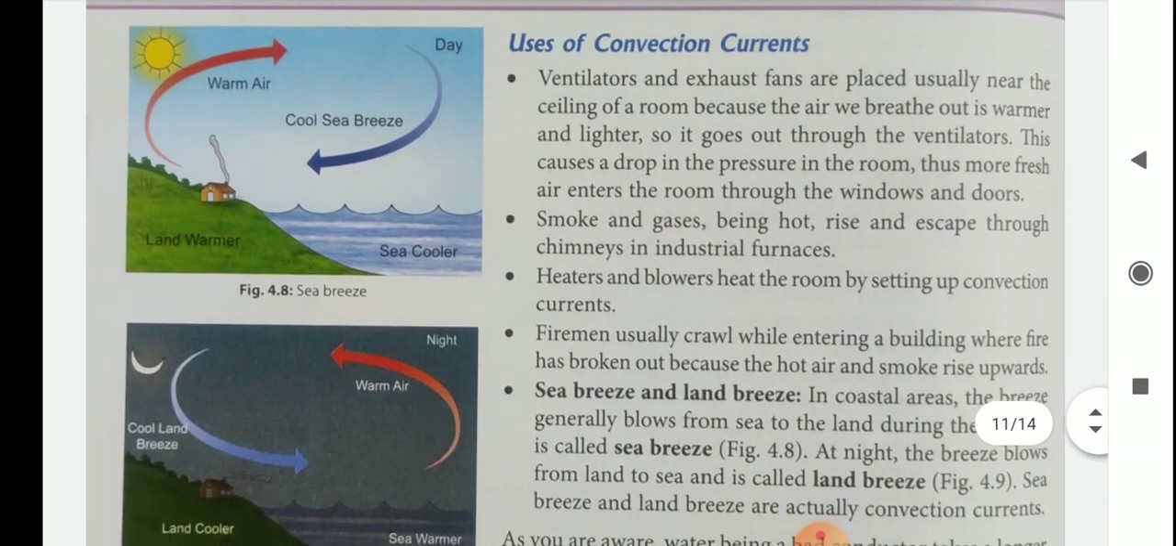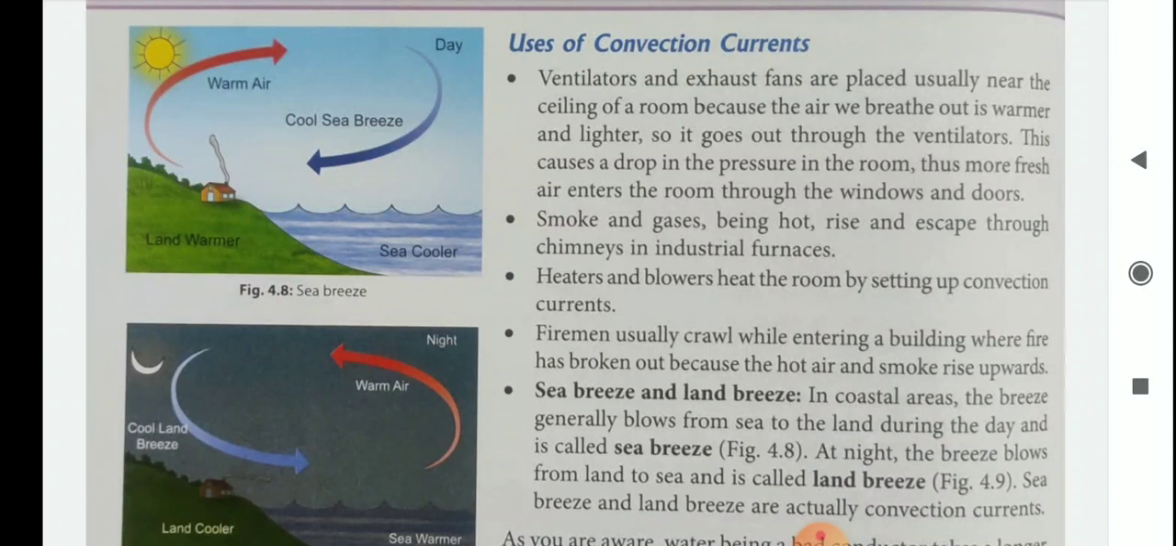Then, uses of convection currents. Ventilators and exhaust fans are placed usually near the ceiling of a room because the air we breathe out is warmer and lighter. So it goes out through the ventilators. This causes a drop in the pressure in the room. Thus, more fresh air enters the room through the windows and doors.